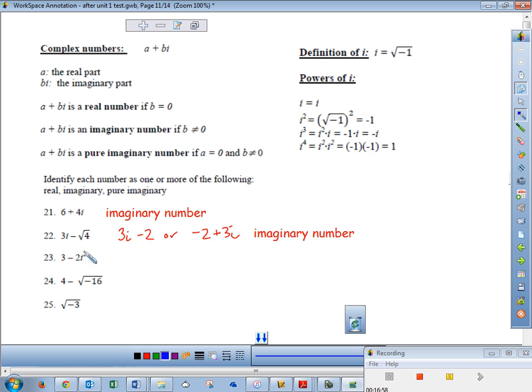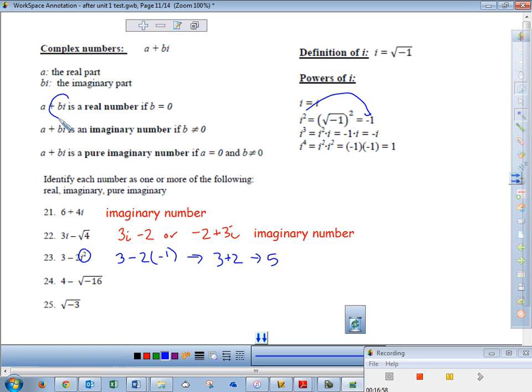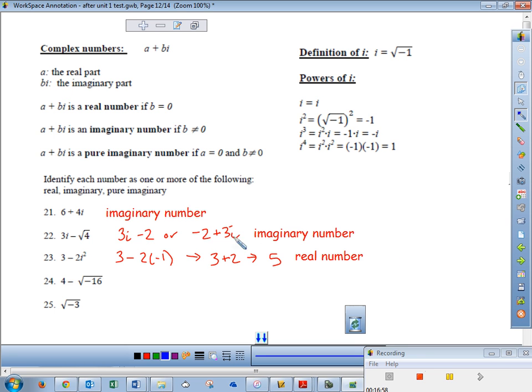Oh no, we've got an i squared in there. i squared again, remember, is negative 1, so this is basically 3 minus 2 times negative 1, because that's what i squared is. That's the same thing as 3 plus 2, which of course is 5. That's a real part. There are no imaginary parts. So, since there's no imaginary parts, that's just a plain old real number. It's so real that it magically turned red instead of blue.